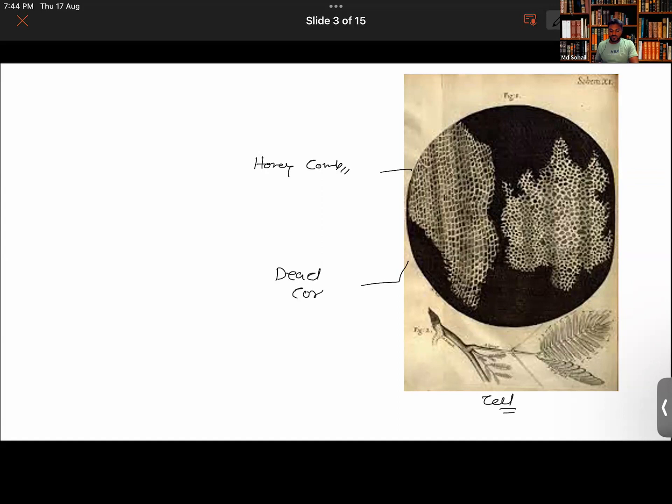Cork, you guys know. Earlier bottles were packed with cork, a piece of soft wood. So he noticed that each box was separated from the other by a partition of wall. So notice here, this dead cork is actually coming from a plant. So here we are talking about a plant cell. This was actually a plant cell that was being studied by Robert Hooke in the year 1665.